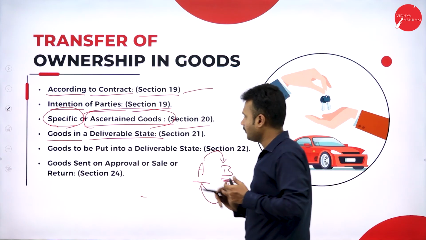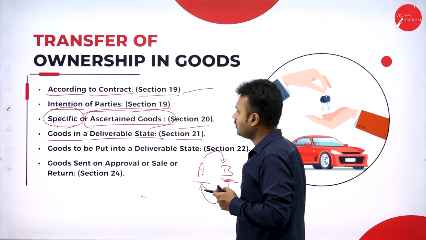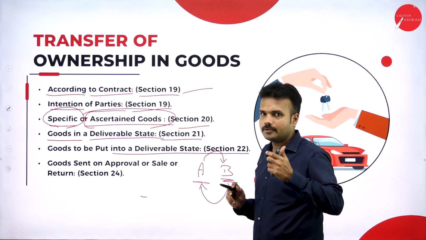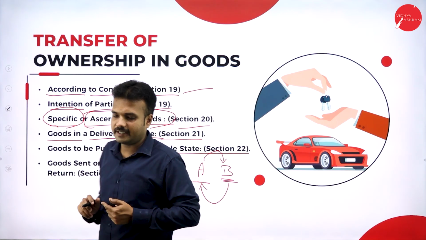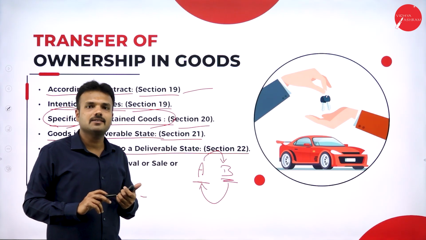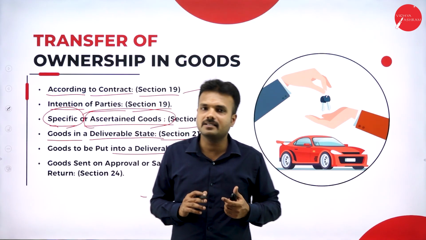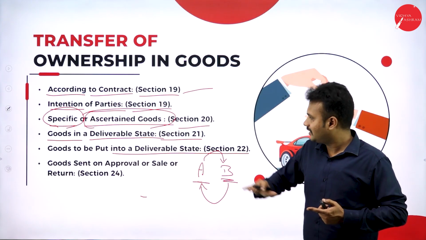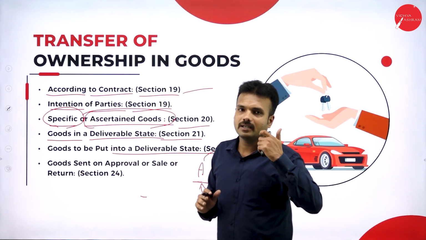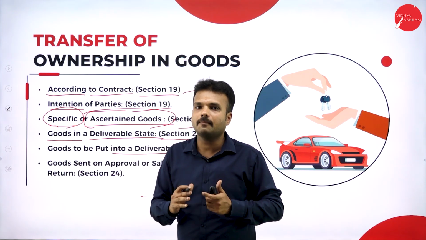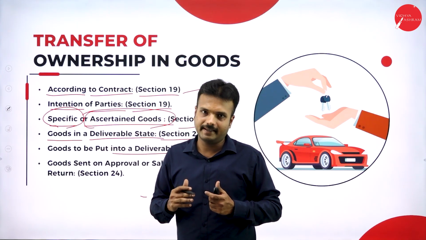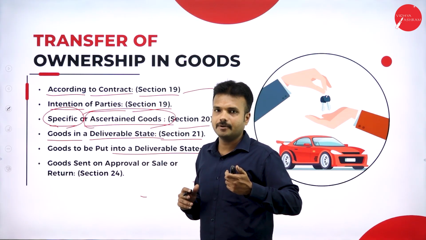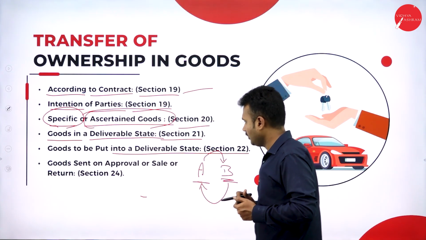According to Section 21 of the Sale of Goods Act, goods must be put into a deliverable state. This Act is not applicable for immovable goods, as I said in the first session. The Sale of Goods Act is only applicable to goods that are movable in nature. It is not applicable to goods which are immovable in nature, such as land and buildings or any kind of real estate activity.